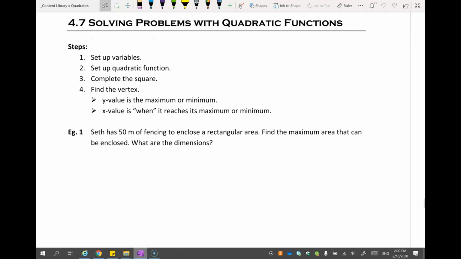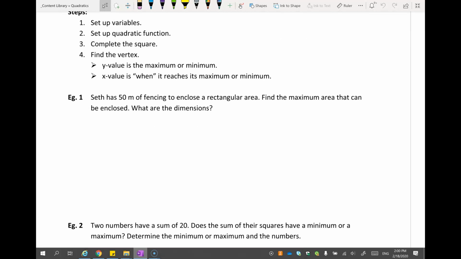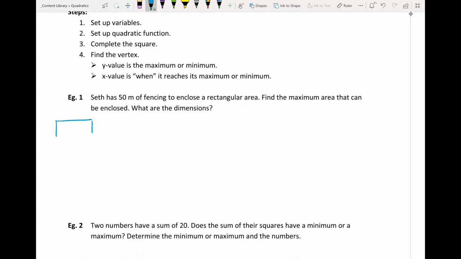So for this first example, Seth has 50 meters of fencing to enclose a rectangular area. I'm just going to draw a picture on the side. A picture is also a good resource, so if you draw your picture and label its sides, then it'll probably give you a better idea of how to create your quadratic function. So I do even suggest, as your in-between step from 1 to 2, to draw a picture. It's not all the time, but sometimes it's very helpful.